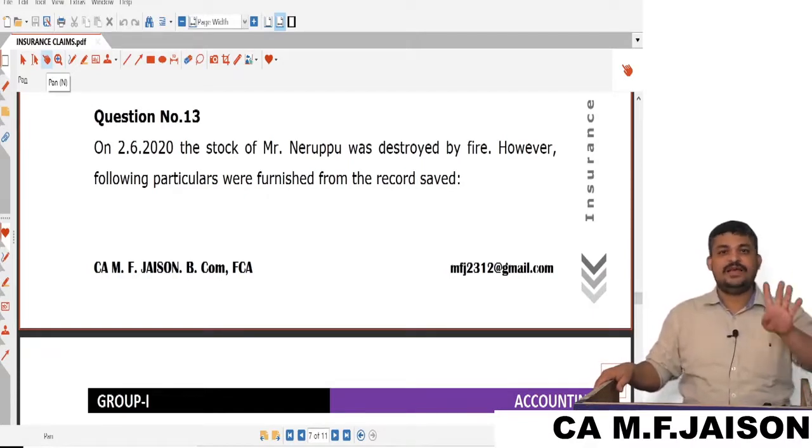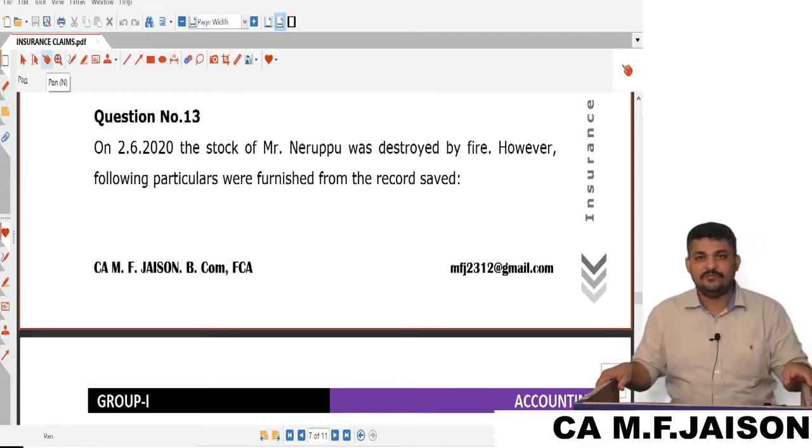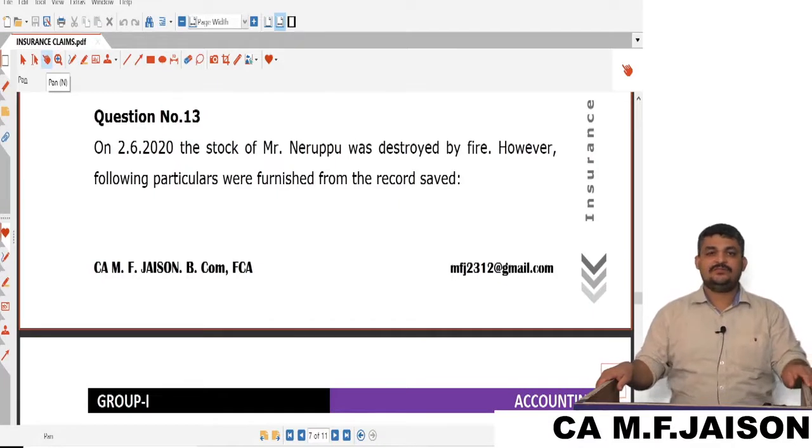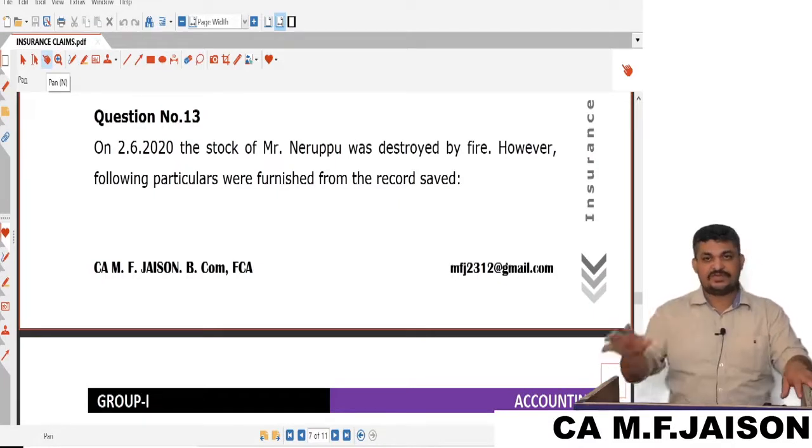For academic purposes, we have a 4-step approach. What are the 4 steps? Step number 1, gross profit ratio. Step number 2, stock on date of fire. Step 3, loss of stock. Step 4, claim. As far as gross profit ratio is concerned, it will be given in the question.